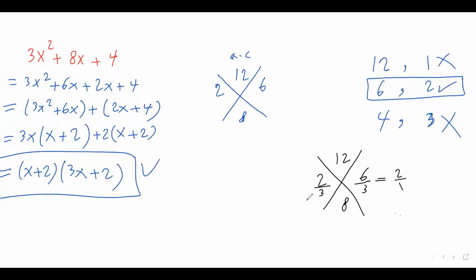So now I can say the numerator and the denominator of this number. Let's focus on this one first. I have 2 over 3. So the denominator is the coefficient of the x.